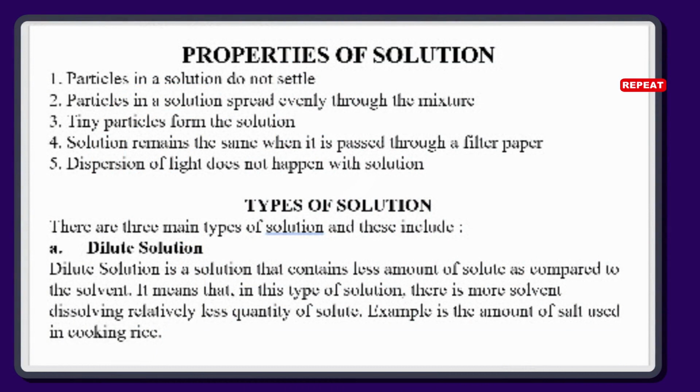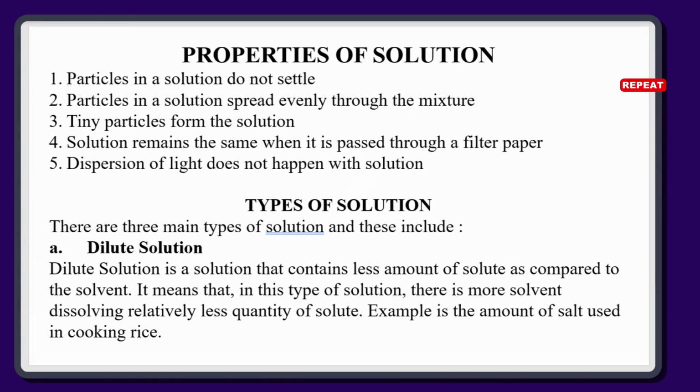You know why? Because whenever you have a solution, there is always a tendency of the solvent and the solute having what is called a uniform mixture. That is, its homogeneity. So what happens is that they do not settle. The second one is particles in the solution spread evenly through the mixture. So particles are everywhere. It's not like they are gathered at a particular place. They are everywhere. Third one is tiny particles form the solution.